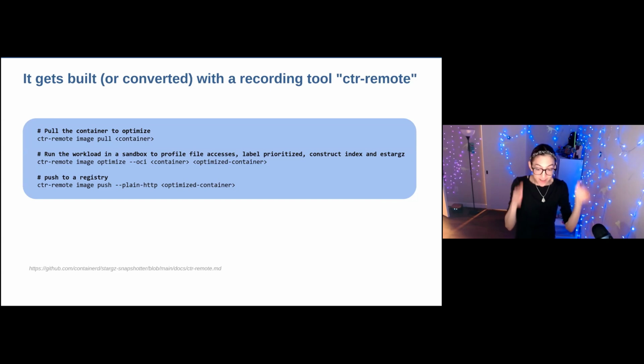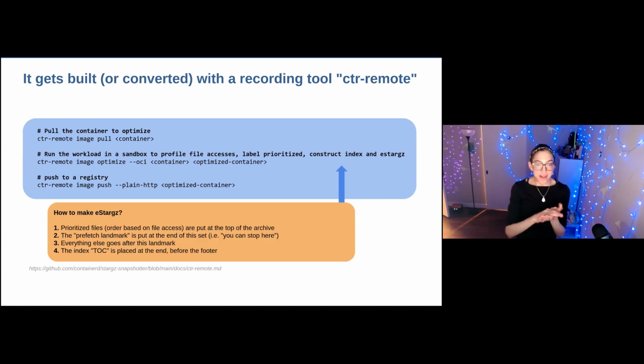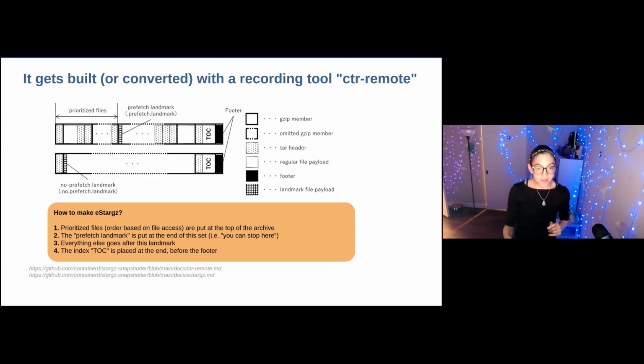Like, we have to have these files ready when you start your container. And that's how it constructs that index. So basically, it's going to put these prioritized files at the top of the archive. There's going to be something called a prefetch landmark. I'll show you that. Everything else goes after the landmark and would be fetched with lazy loading. We'll talk about that. And that table of contents is placed at the end before the footer.